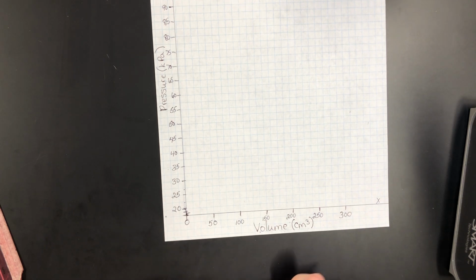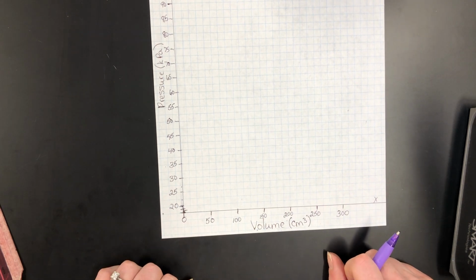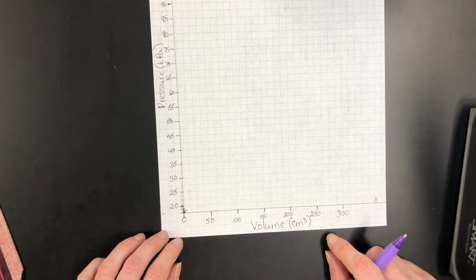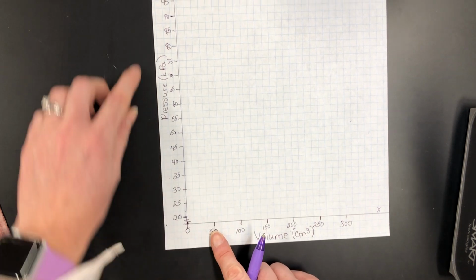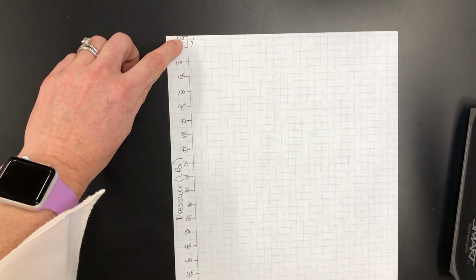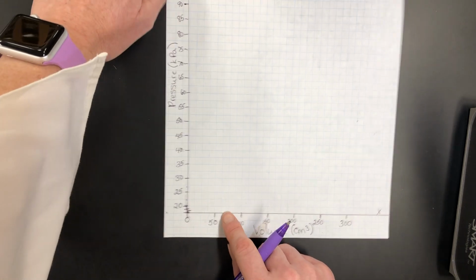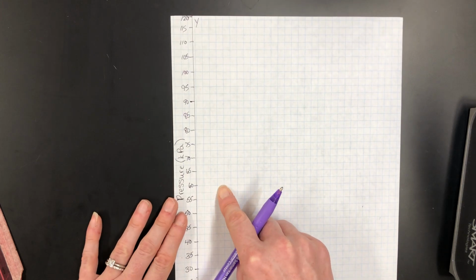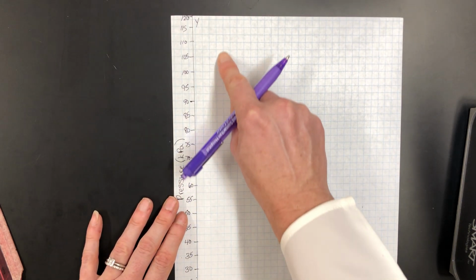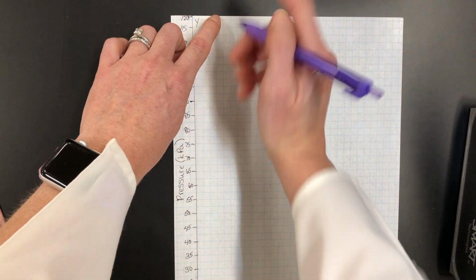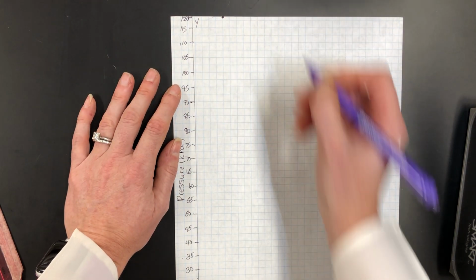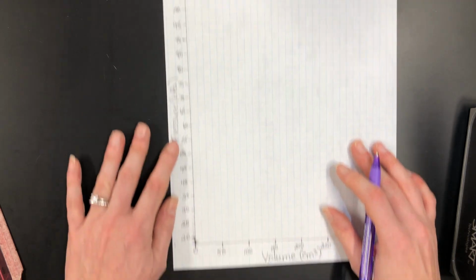Okay? So now to plot our points. Our first point is a coordinate, volume 50, pressure 120. So here's volume 50. Pressure 120 is way up here. So we have to go along this 50 line all the way up until it crosses the line for 120 at the very, very top of our page. And that's our first point.